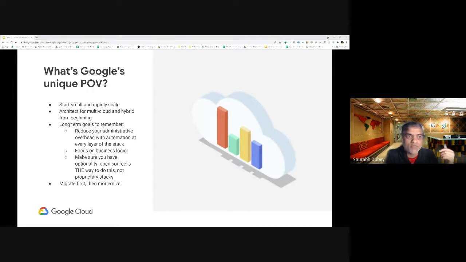Now, our point of view is very, very simple. We want you to have a big vision, so that you remember that we are taking away all your administrative overhead with all the automations we are able to offer you at our layers of the stack. And also we will be able to meet and support you wherever you would like. So you first migrate and then modernize based on the pace or the workload of your choice, so that we'll be able to guide you the right way, the way we ourselves are driving our workloads in our data centers.